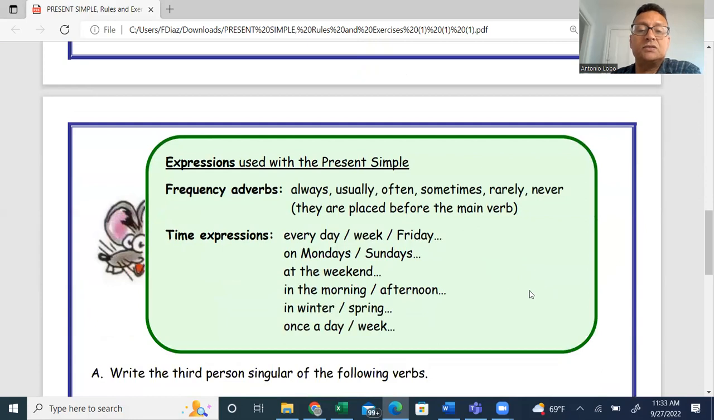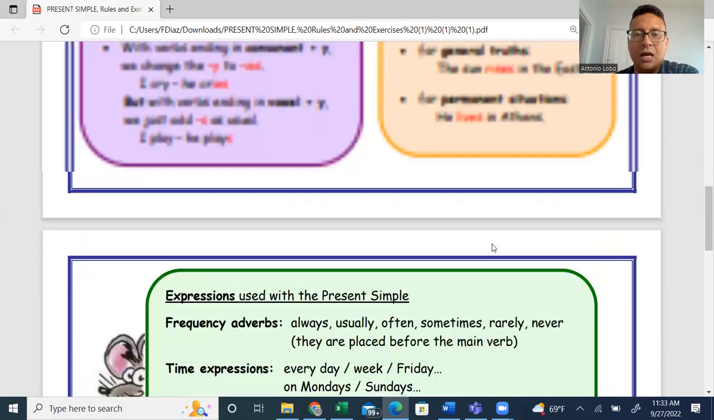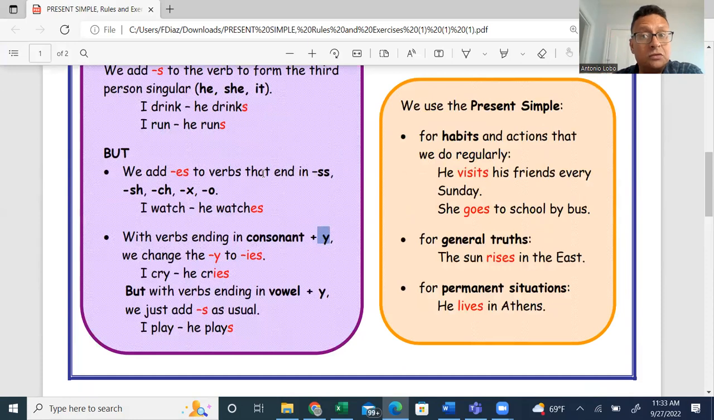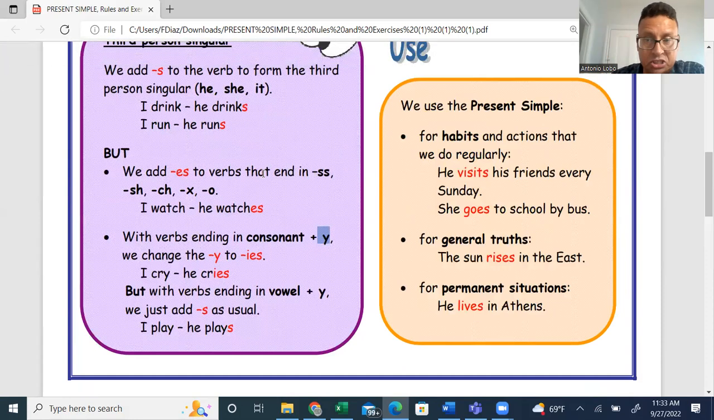And we sometimes use frequency adverbs, adverbs of frequency. So this we're going to study tomorrow. Always, usually, often, sometimes, rarely, never. Okay, these are frequency adverbs. We use them with the present tense. We'll study it another day. Every day, every week, every Friday, time expressions. We will talk about this another day. But today, I want you to have in consideration this first person and third person singular. I and he, she, it.